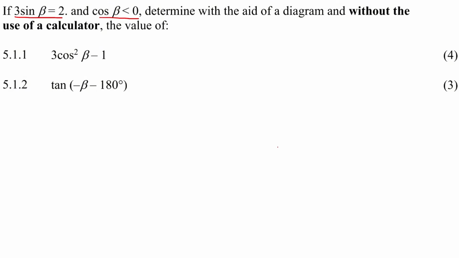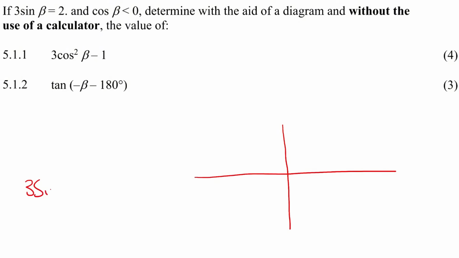If sin and cos are as follows, determine with the aid of a diagram. Okay, so this is a trigonometry triangle question. The goal is to figure out where to draw the triangle. From these two pieces of information, we will be able to draw a triangle. Let me explain. So we know that that's the first piece of information, and then we know that this is the second piece of information. So from the first piece of information, get this by itself.